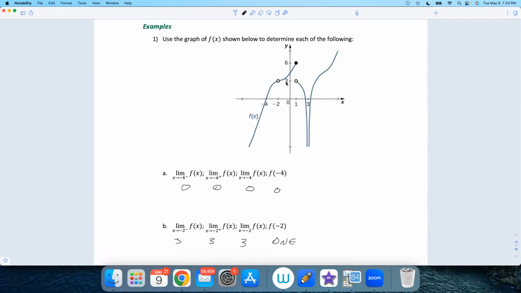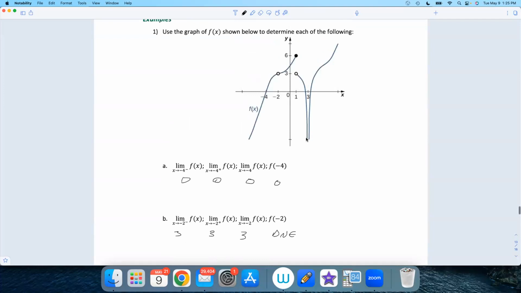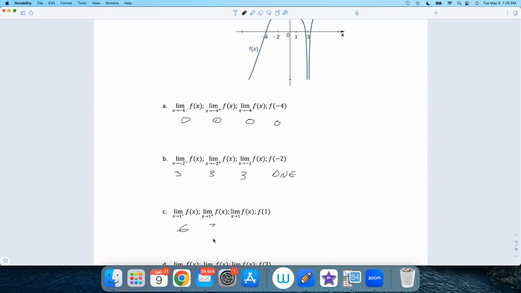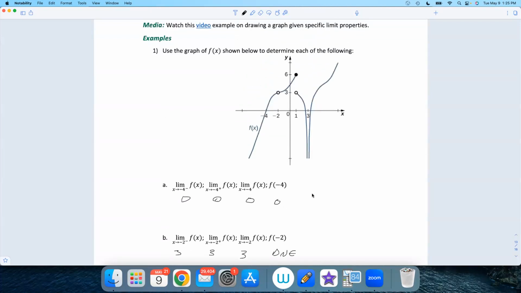As I'm approaching from the left, my y values are going up to 6. But as I approach from the right, what are my y values getting closer to? 3. In order for the limit to exist, both one-sided limits must exist and agree. This limit does not exist because we get different answers if we come from different directions.